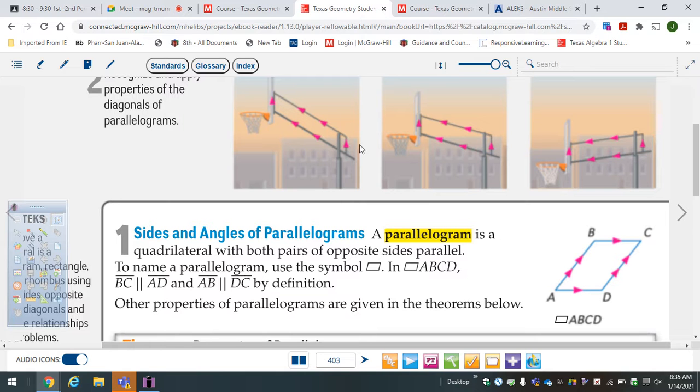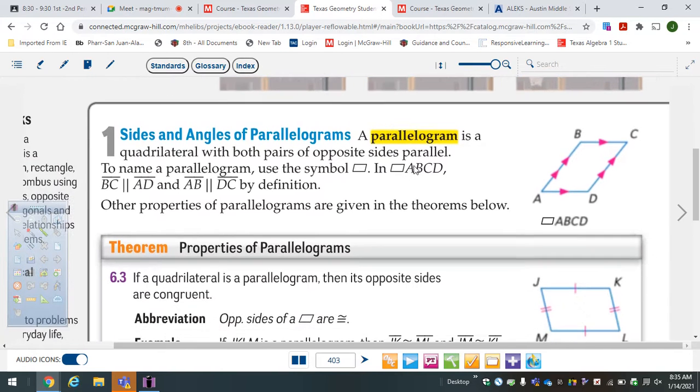So this is right here. Anybody know what this is called right here? Yep. That's a basketball thing where Diego likes to slam dunk it.